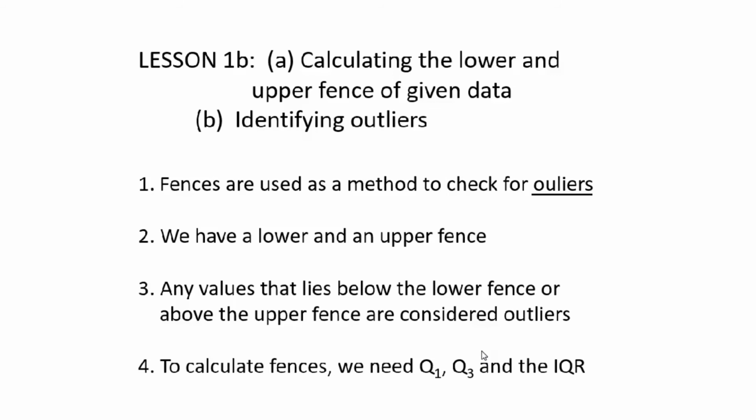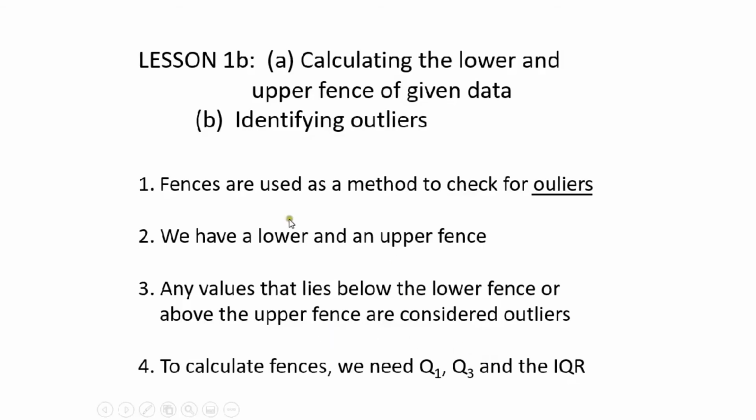In this part of the lesson, which is the second part of the lesson, a continuation of what we've just been doing, we are going to be calculating the lower and the upper fence of given data. We are also going to identify outliers. Now, fences are a new concept that we are meeting at level 3. You will notice that at level 2, we never talked about fences. Fences are used as a method to check outliers. Again, the word outliers may come in as a new term. We will explain it very soon.